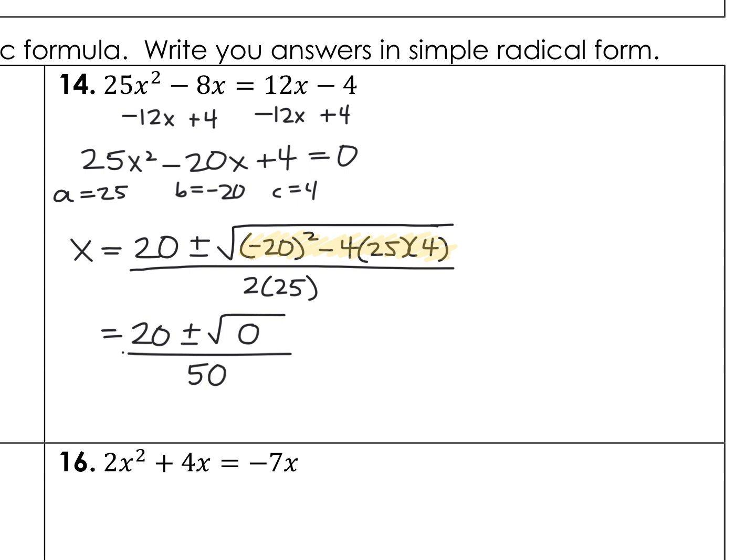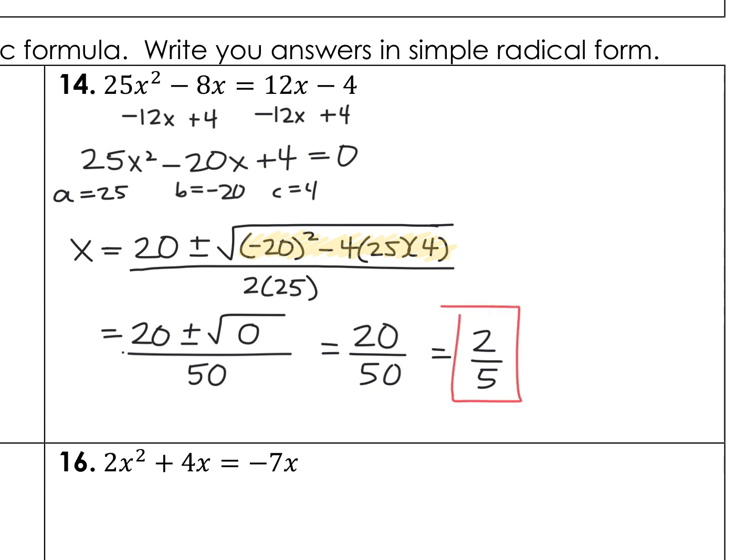What is the square root of x? Or sorry, what's the square root of 0? Yeah, it's just 0. And plus or minus 0 isn't going to make a difference. So 20 plus or minus 0, not going to do that. 20 over 50 is all you have left then. But that can simplify, because 20 and 50 both divide by 10, so it reduces down to 2/5, okay?